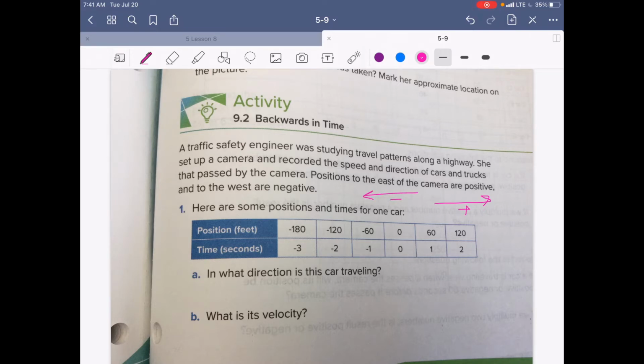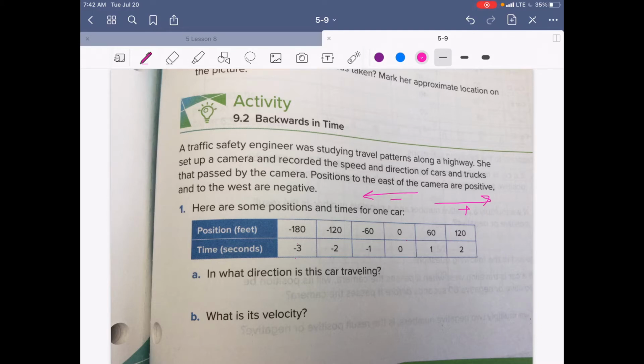Here are some positions and times for one car. At -3 seconds, so they were approaching the camera, they were at -180 feet. As they got closer, they decreased by 60 feet, decreased again, and then at 0, increased and increased.